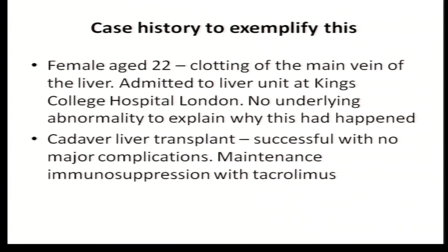who at the age of 22 developed a rare condition whereby you get clotting of the main vein of the liver. She was admitted to a liver unit at King's College Hospital in London, and they thoroughly investigated this individual. People who get this condition, you can sometimes find an underlying abnormality that explains why they've got this clotting. It stops the liver functioning, and when it stops the liver functioning in a very severe way, the only treatment is to have a liver transplant. So this individual underwent a liver transplant, which was very successful, no complications, and as with kidney transplants, we have to use immunosuppression. She was put on a drug called tacrolimus and maintained on it without any problems whatsoever. The blood level of tacrolimus was fine.